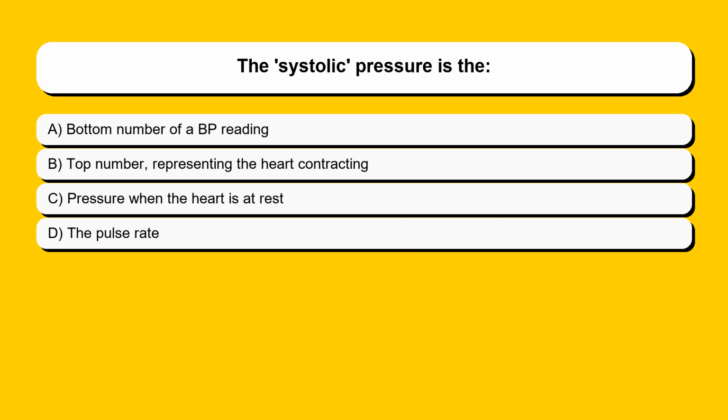Question 15. The systolic pressure is the: Option A, bottom number of a BP reading. Option B, top number, representing the heart contracting. Option C, pressure when the heart is at rest. Option D, the pulse rate.